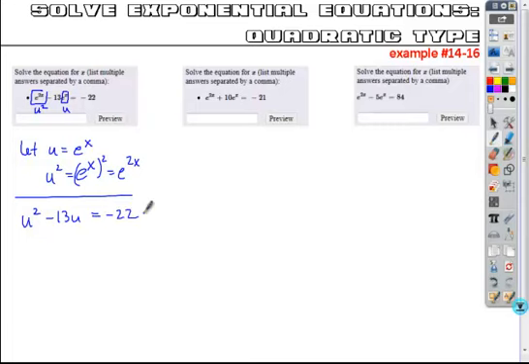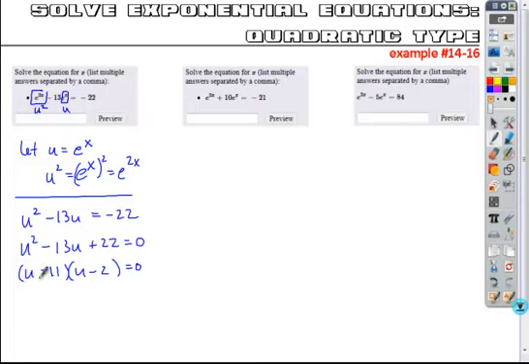This is now an equation in quadratic type, or in quadratic form, and we can solve it like any other quadratic. So in this case, if I move all my terms to one side, I add 22 to both sides. And I can look to see what happens if I factor this. My first two terms of my binomials are u. My second two terms have to have a product of positive 22 and a total sum of negative 13. So that would be negative 11 and negative 2.